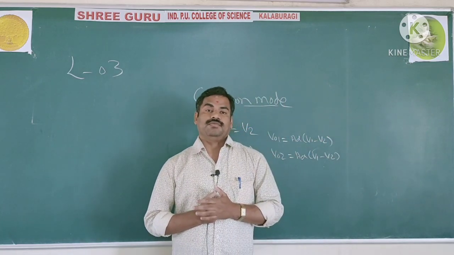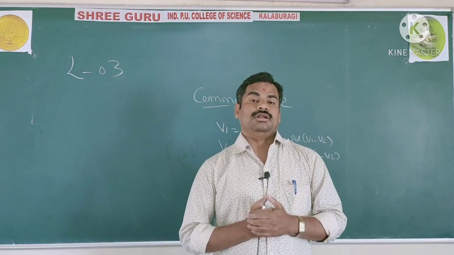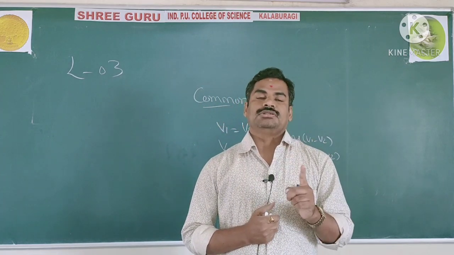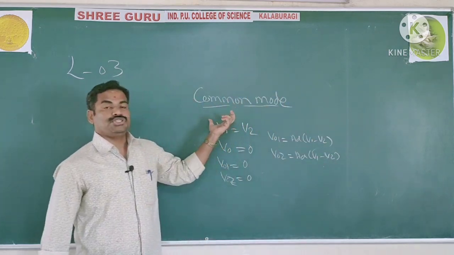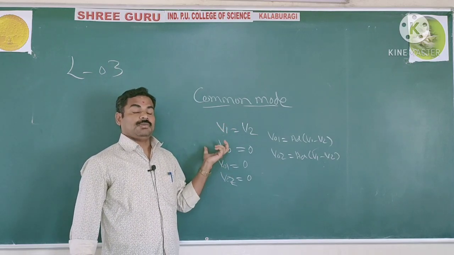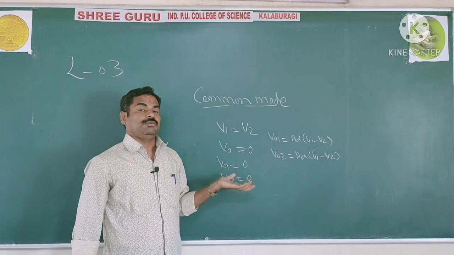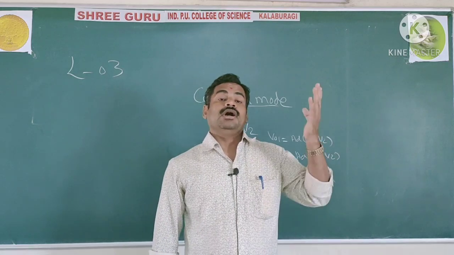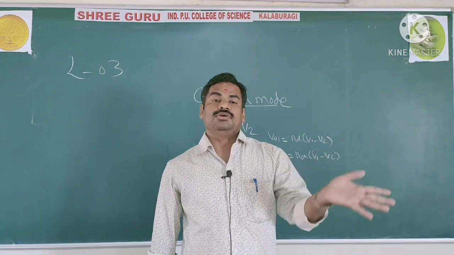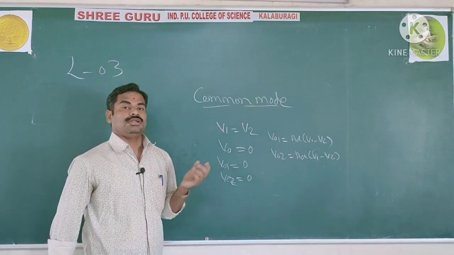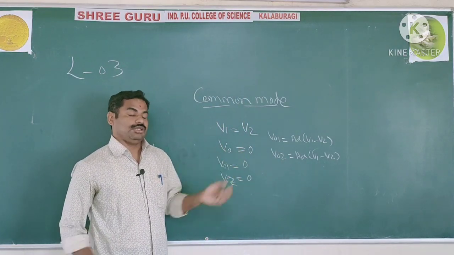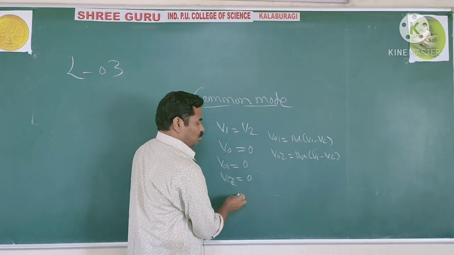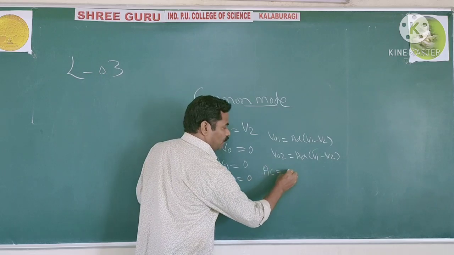In the differential mode, both V01 and V02 are in the same phase. But in the common mode, you are applying the same input to both input terminals, so the output voltages will be out of phase. It means V01 and V02 are out of phase. Overall, because V01 is 0 and V02 is 0, the common mode gain is also 0.